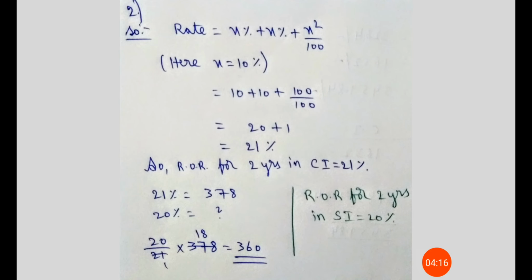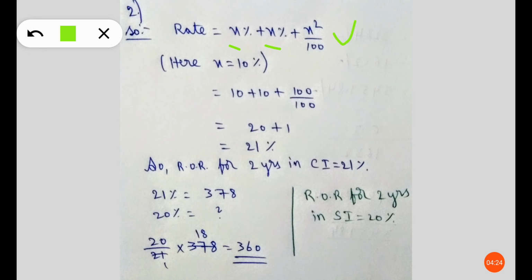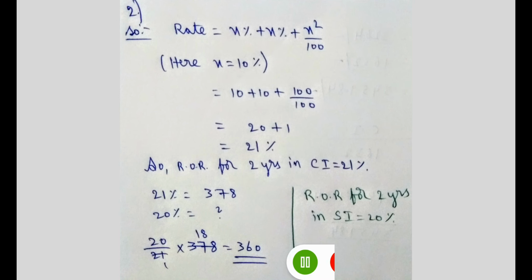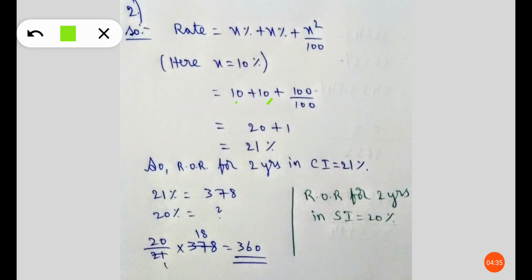There is a famous formula to find the rate of interest in compound interest, that is x% plus x% plus x square by 100. This is the formula to identify the rate of interest. Here x equals 10. This is given in the question. When we substitute the value 10 in this formula, we get 10 plus 10 plus 100 by 100, that is 20 plus 1, which is 21%. So the rate of interest for 2 years in compound interest is 21%.